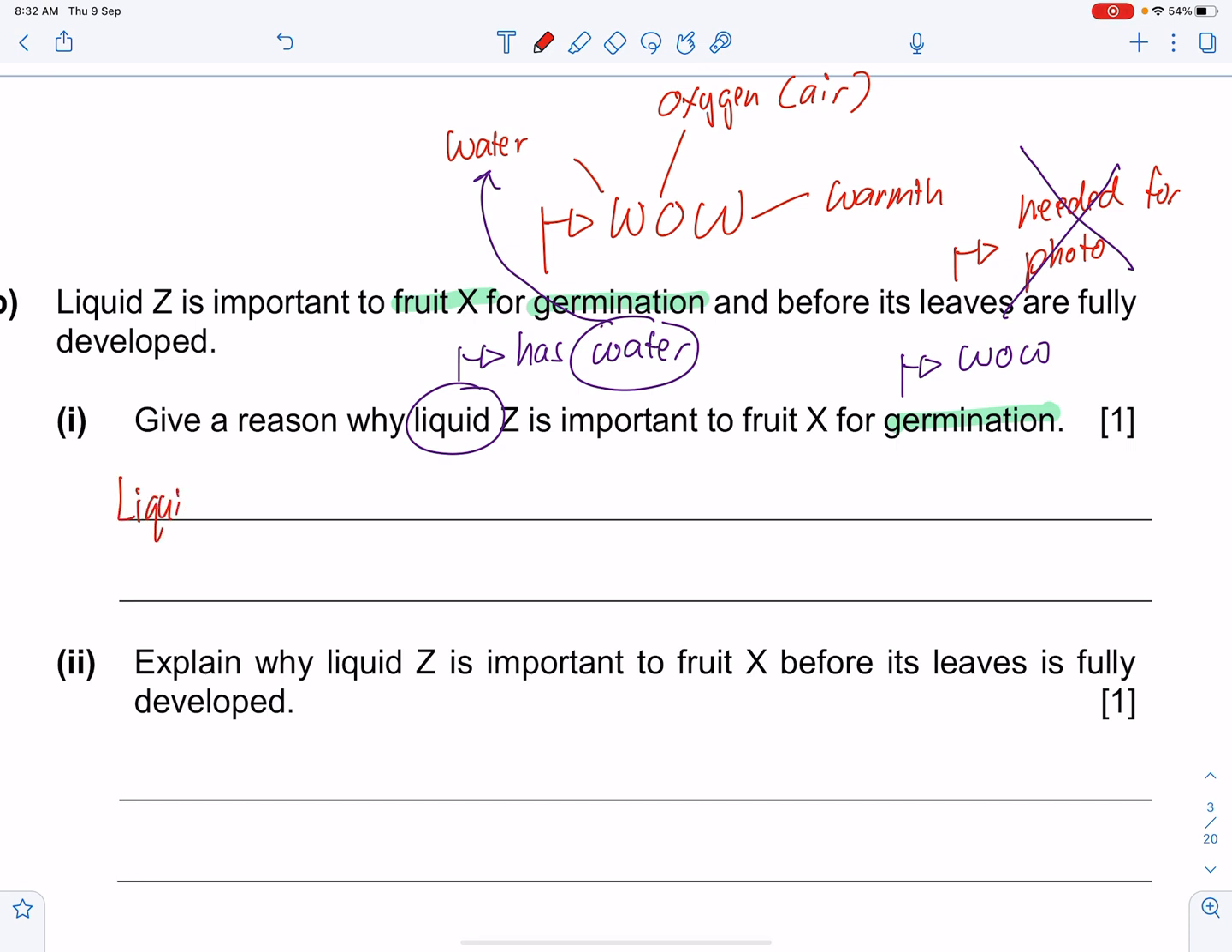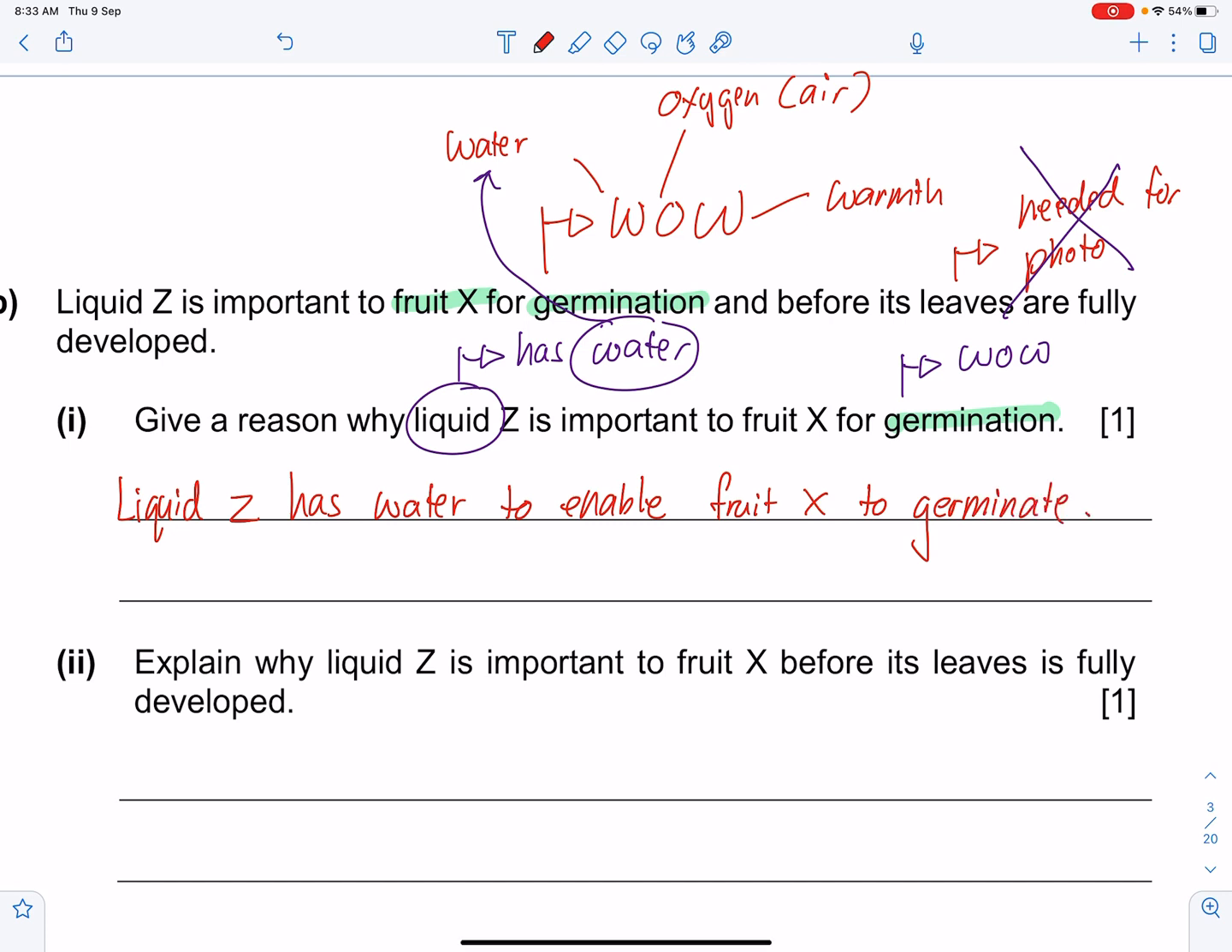Not nutrients. And you have to specifically tell me, don't be so vague. Don't just say, oh, liquid Z enables the fruit to germinate. Didn't the question already state that? Liquid Z is important for fruit X for germination. So didn't that already tell you it's needed for germination? But why? So liquid Z has water to enable fruit X to germinate.